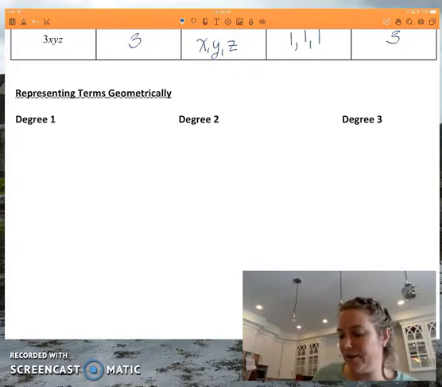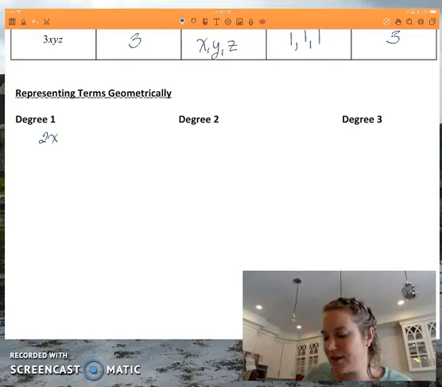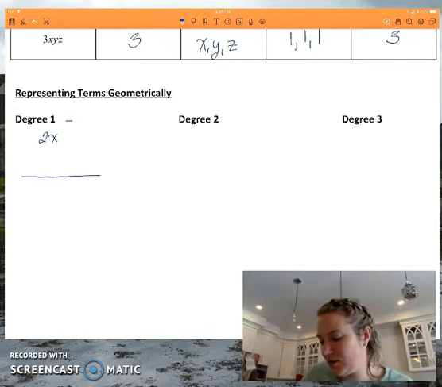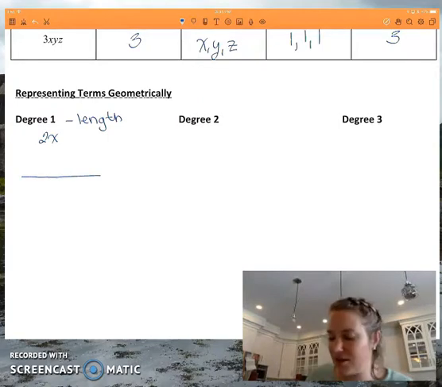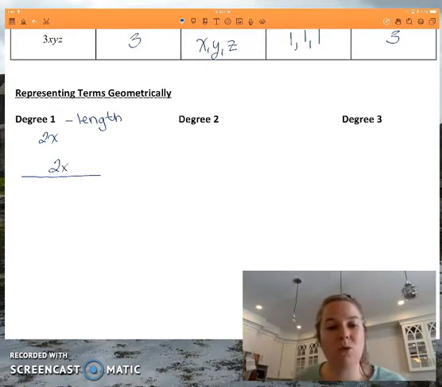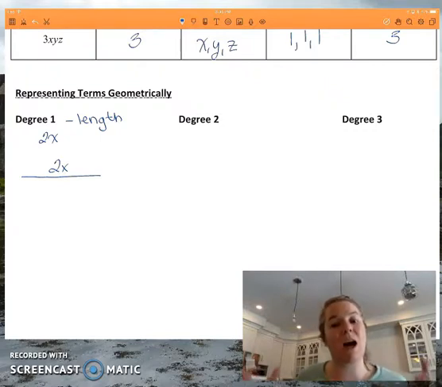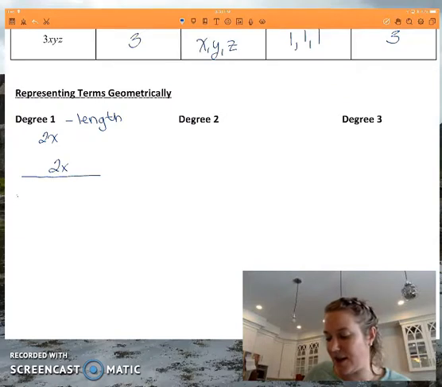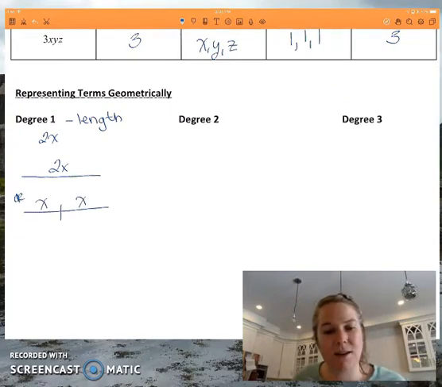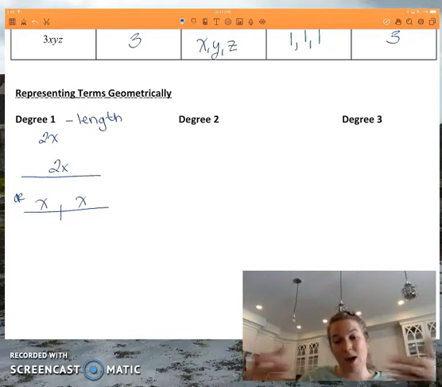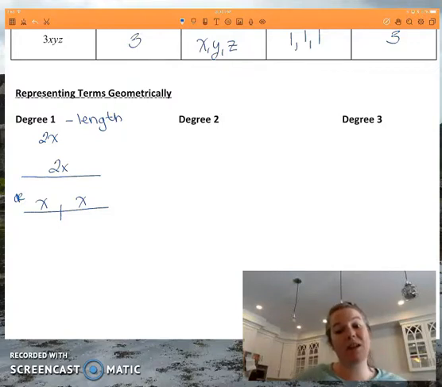So degree 1, for example, 2x, this is a length, okay? So degree 1 is a length. It's 2x long. Now remember when we're multiplying, multiplication is repeated addition. So you could secretly say that this line is exactly 2 x's. I've added them together. I've made one line. It's a length of 2x.